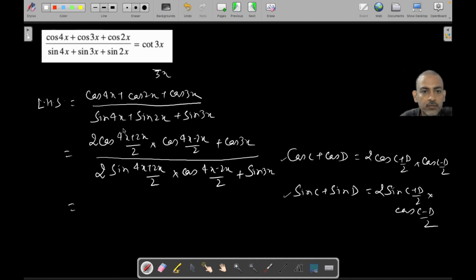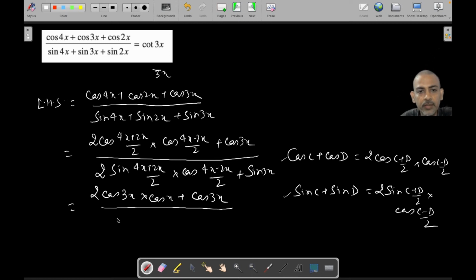So now this will become 2 of cos of (4x plus 2x) divided by 2, which is cos 3x, and this will become cos of (4x minus 2x) divided by 2, which is cos x, and then here it will be cos of 3x, and at the denominator again it will be 2 of sin of (4x plus 2x) by 2, which will be 3x.